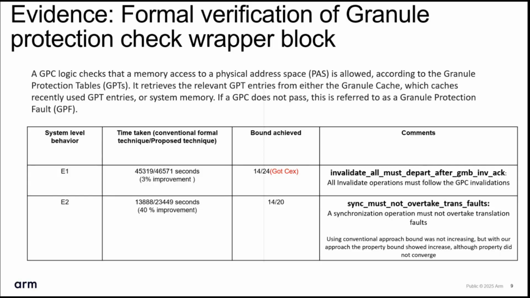When we applied our solution to the GPT block, or the granule protection check block, we got one counter example, which is shown in this table as E1. It says that an invalidation operation must follow all the GPC invalidations. GPC invalidation is granule protection check invalidation. We got a counter example with a marginal 3% improvement with this approach. And for the second one, we got a huge 40% improvement, for the property that a synchronization operation should always follow every translation request.